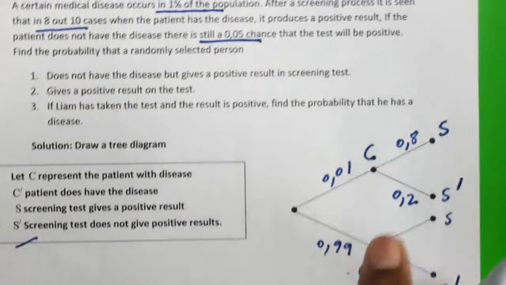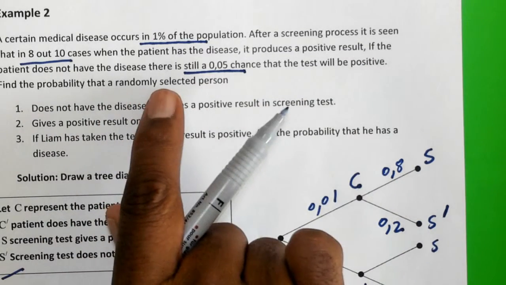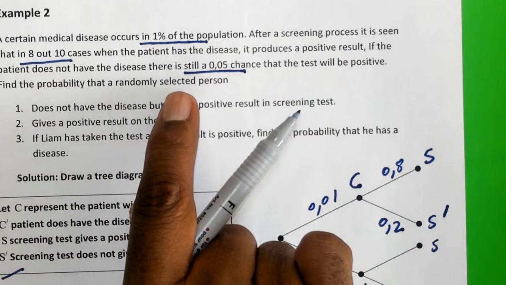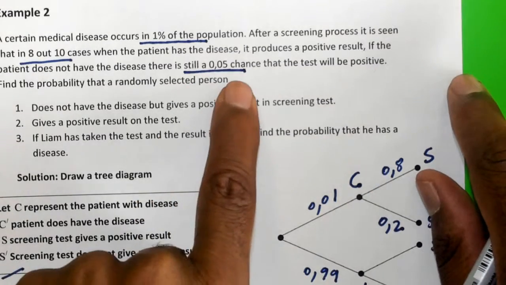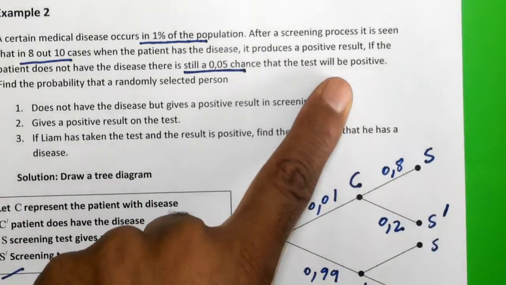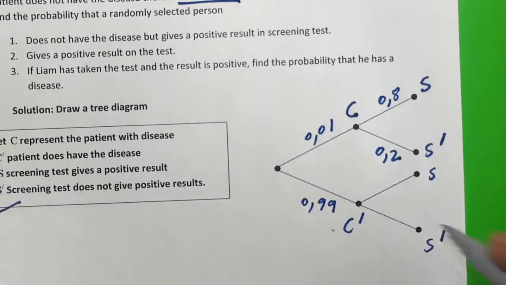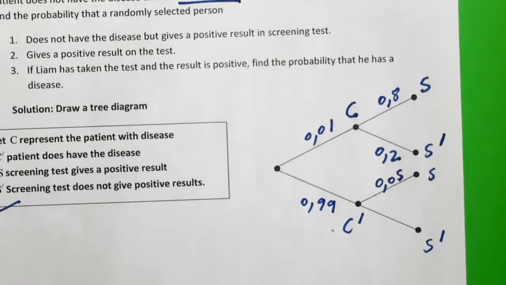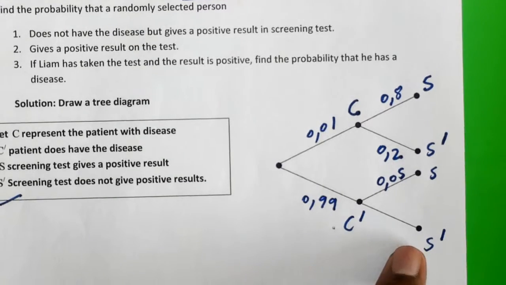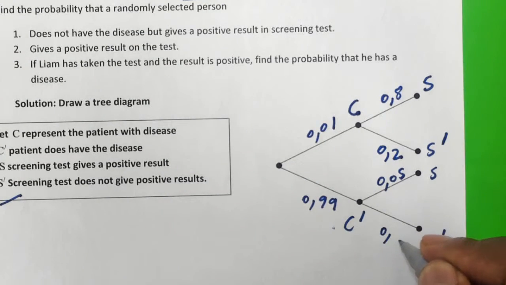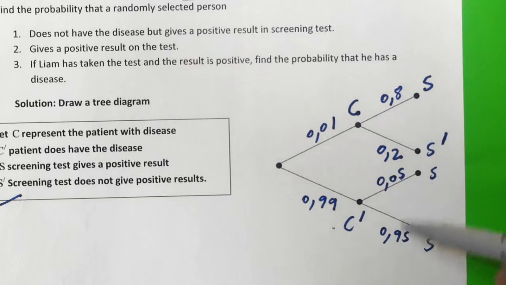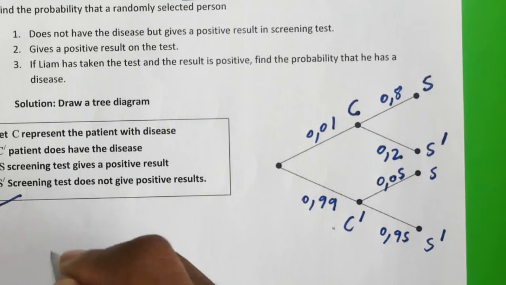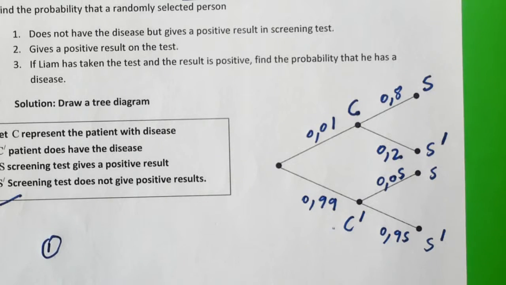Okay? If the patient does not have the disease, there is a 0.05 chance that the test will be positive. So the 0.05 chance that the test will be positive, which is 0.05 that is positive, and that is not positive, which we can have 0.95. Just remember that that plus that add up to 1. Beautiful. There I have my tree diagram. I can start answering my questions. The first question, okay, let's start with the first question there.